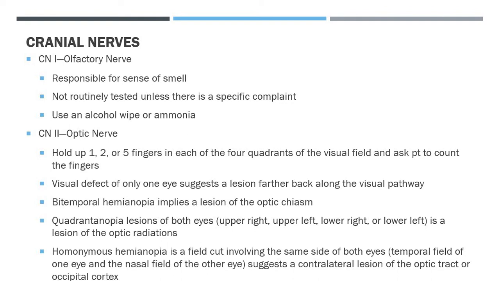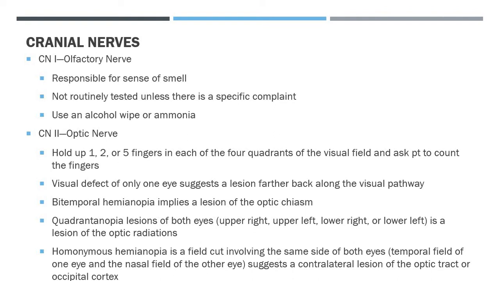Now, quadrantanopia. Those lesions affect basically a quarter of the visual field. Think upper right or upper left, that sort of thing. And it's a lesion of the optic radiations, and I'll show you that. It's going to say number 2 there on the picture I'll show you.